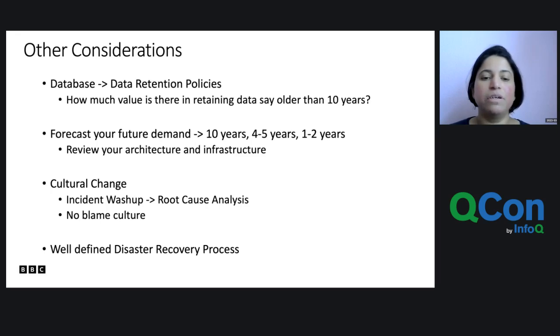Of course, no blame culture. You don't want to be pointing fingers, even if there's a failure. What you want to do is make it better. You want people to communicate. You want them to have a safe space for discussion. If you point fingers, then it becomes very restrictive and people become reserved. And of course, have a well-defined disaster recovery process in place.